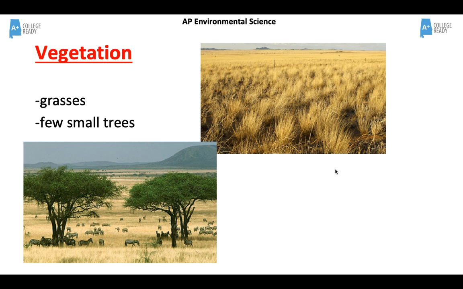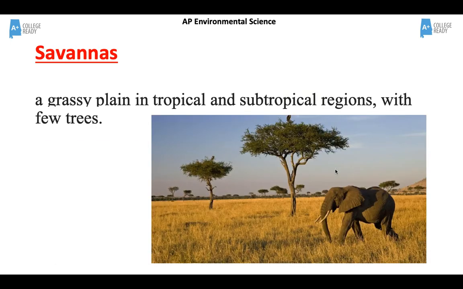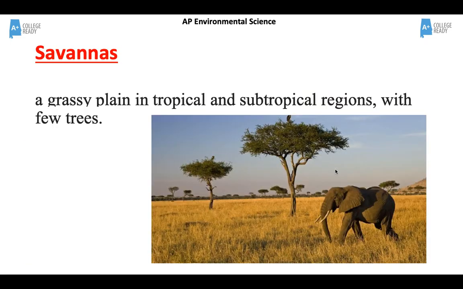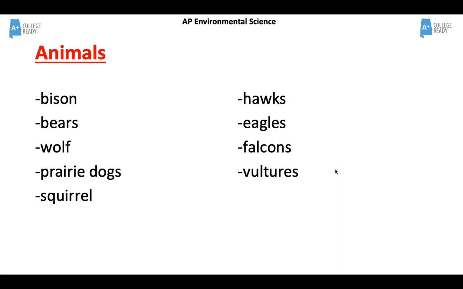Obviously, with their name, grasslands, they've got mostly grasses. You might find a few small trees here and there, but not super common. And within grasslands, you have the category of savannas. Savannas are grassy plains. These are going to be found in more tropical and subtropical regions. They also, like grasslands as a whole, have very few trees, as you can see there.